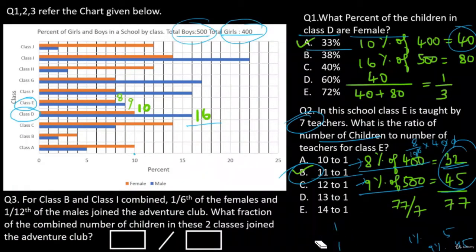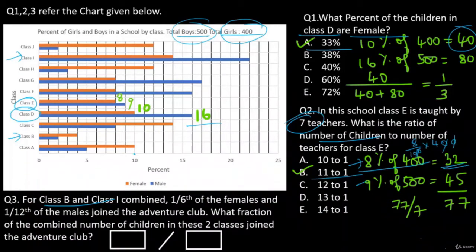That's the third question. Let me make some space over here. All right. Now the third question says, for class B and class I combined, 1 by 6 of the females and 1 by 12 of the males joined the adventure club. What fraction of the combined number of children in these two classes joined the adventure club? All right, so that's the question. Now over here you have class B and over here you have class I.